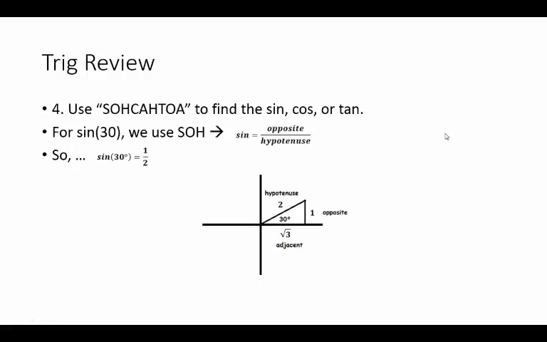Fourth, we use SOHCAHTOA to find the sine, cosine, or tangent, whatever we need, of the angle we're given. So for sine, it was the SO part of the SOHCAHTOA, so we do opposite over hypotenuse. In this case, the opposite of 30 degrees is 1, and the hypotenuse is 2. So the sine is 1 over 2, or 1/2. Sine of 30 degrees is 1/2.